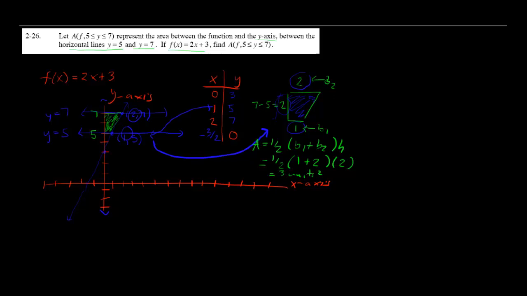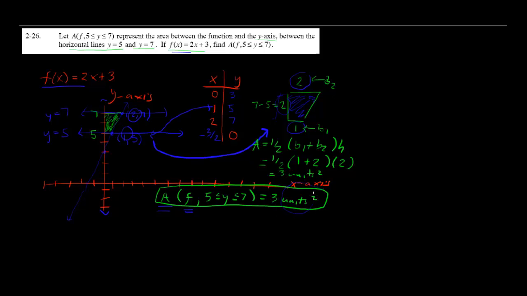we get the area is 3 units. And then finally, we want to make sure we clearly state our answer, so we can say the area of f, so our function, which is defined for us above, right here, and also in the question, between 5 and 7, so where 5 is less than or equal to y is less than or equal to 7, is equal to 3 units squared.